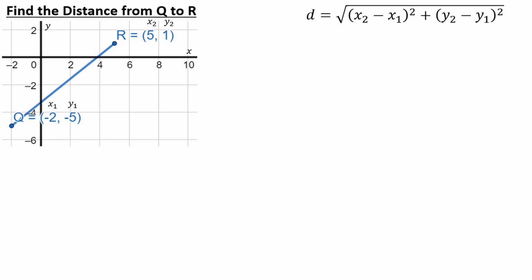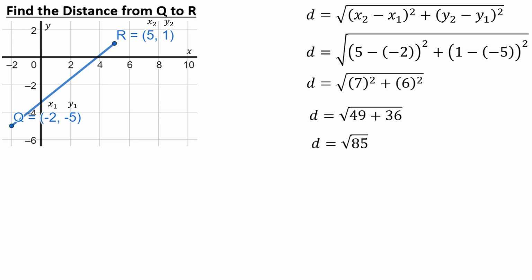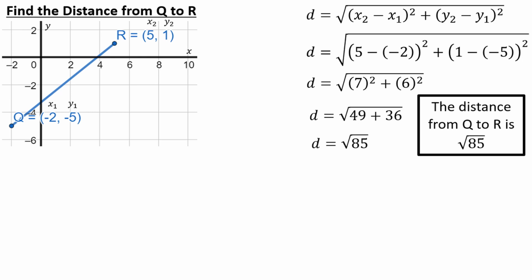Plugging into the distance formula, we have the square root of x2 minus x1 squared, which is 5 minus -2 squared, plus y2 minus y1 squared, which is 1 minus -5 squared. Subtracting negative numbers is the same thing as adding numbers together, so we have 5 plus 2, which is 7, and 1 plus 5, which is 6. Squaring both values, we have 49 plus 36 inside the square root. 49 plus 36 is equal to 85, so our answer is the square root of 85. The distance from point Q to point R is the square root of 85.